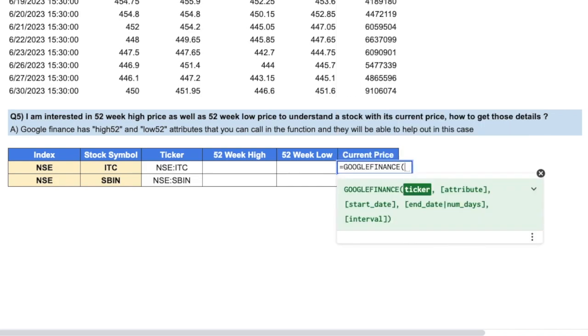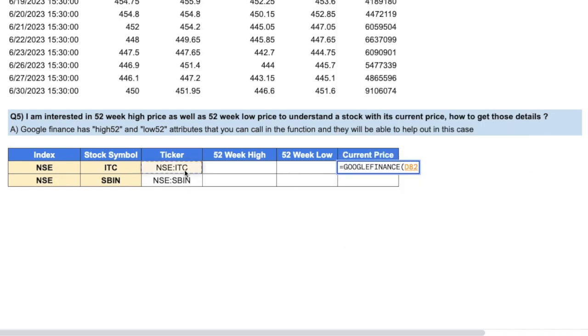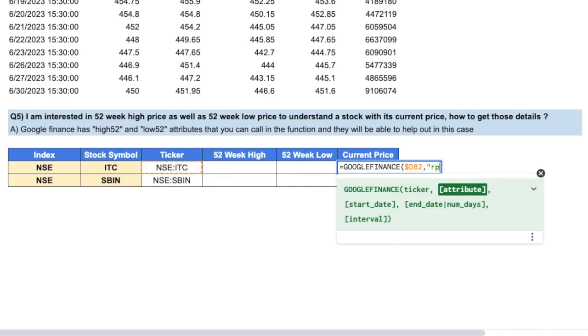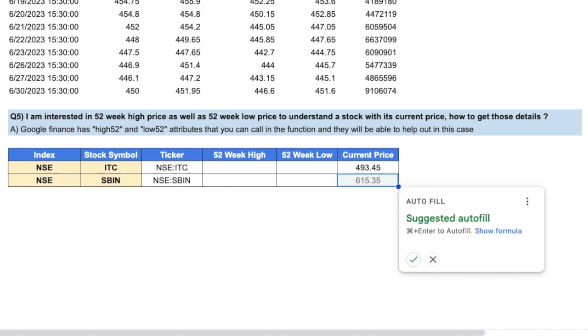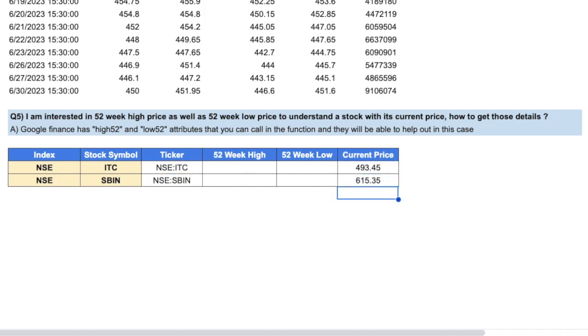Let's run it again. The ticker would be D82, and I just want price. Oops, I just want price, right? Copy, and these are the current prices. But if I want to see the 52 week high and 52 week low, that will give me the range of a stock in the past 1 year of its trading. How to get that? Google Finance has a high52 and a low52 attribute that you can call in the function, and they'll be able to help you out in this particular case.